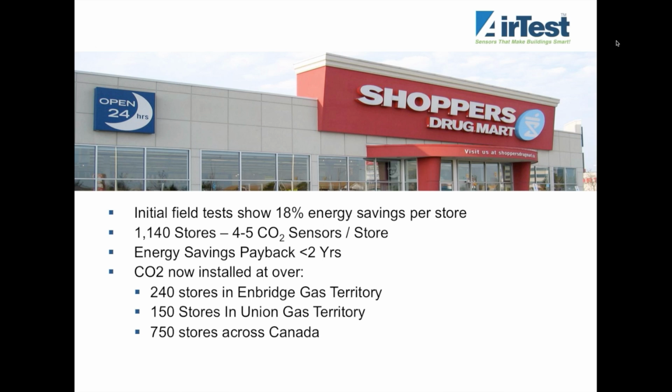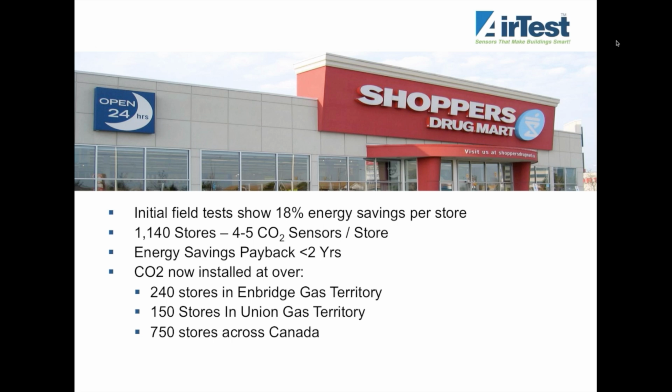Now I'd just like to talk about some of our experience with having CO2 sensors and retrofitting them in stores. Obviously, stores are a great application for CO2 because they're designed for very high density, but the actual occupancy may vary greatly over the course of the operating period.